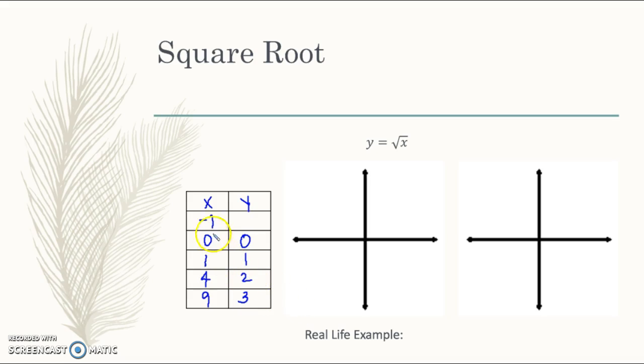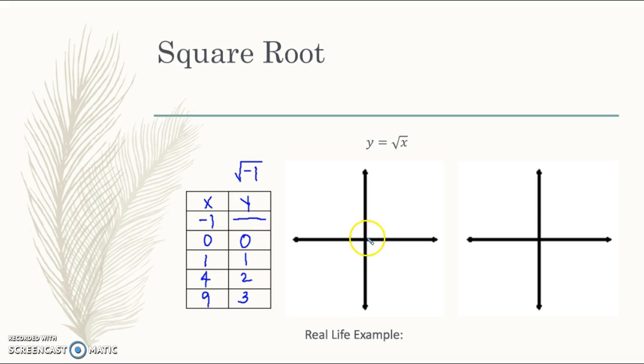Now I skipped over the negative 1 because if I try to take the square root of negative 1, I can't. We can't take the square root of a negative. So remember, a negative squared is a positive. So there's no way that I can end up with a negative. So that means that it's not possible.